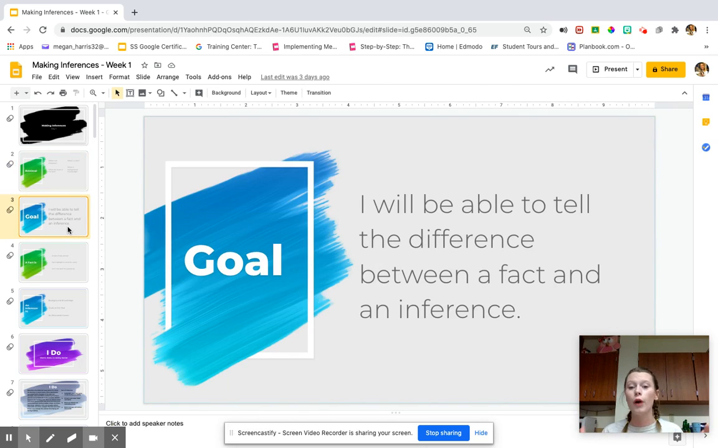First of all, we need to know our goal. Our goal is: I will be able to tell the difference between a fact and an inference. Okay, that's all we're going to work on today. Being able to answer those 2 questions. What's a fact? What's an inference? That's all we want to work on today. So when I want to tell the difference between a fact and an inference, I have to know what they are. So let's dig in.